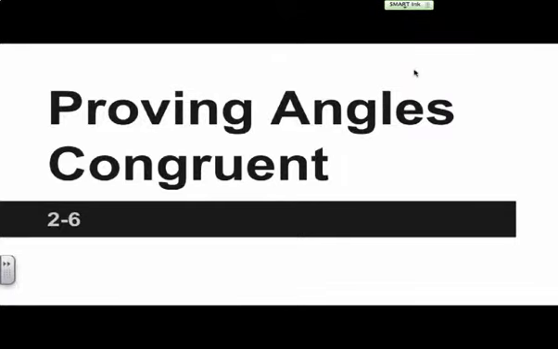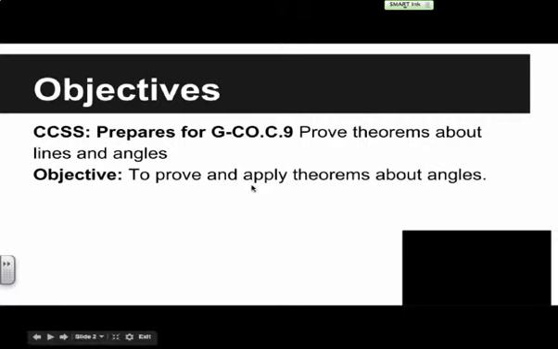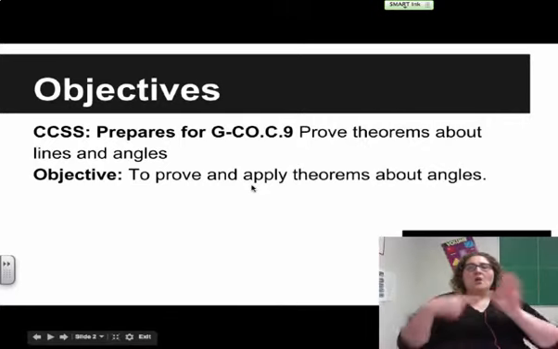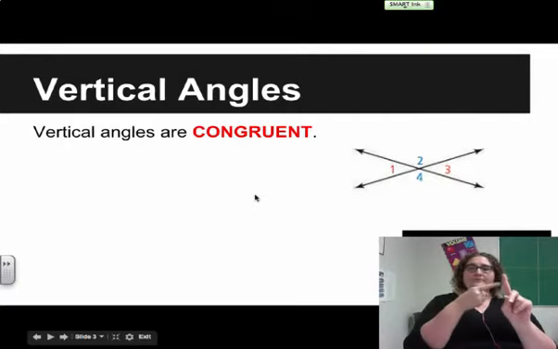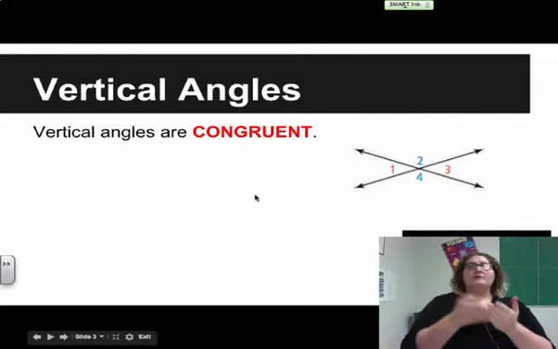Proving angles congruent. Objectives: to prove and apply theorems about angles. Vertical angles. Vertical angles are congruent.